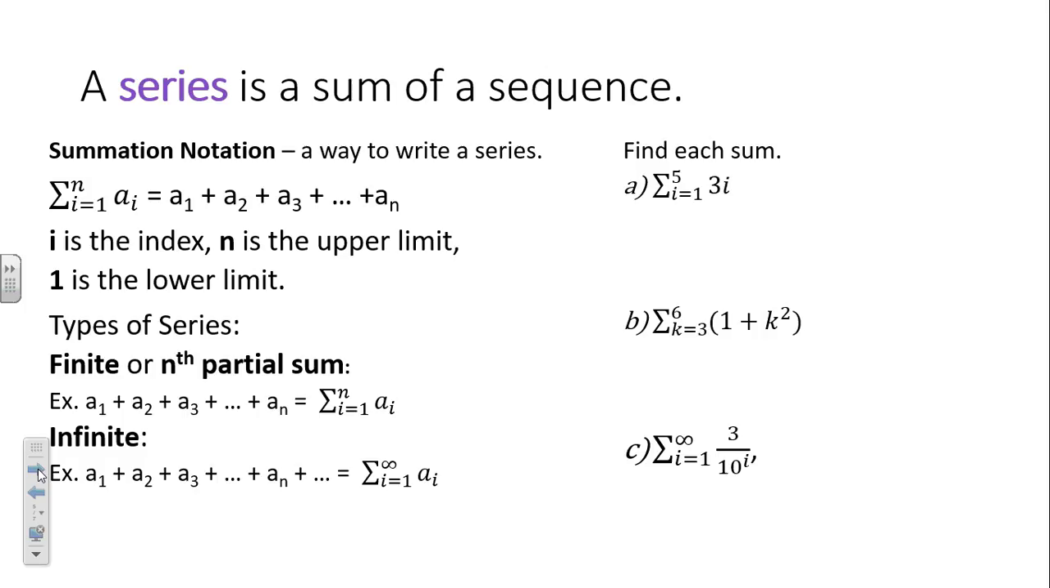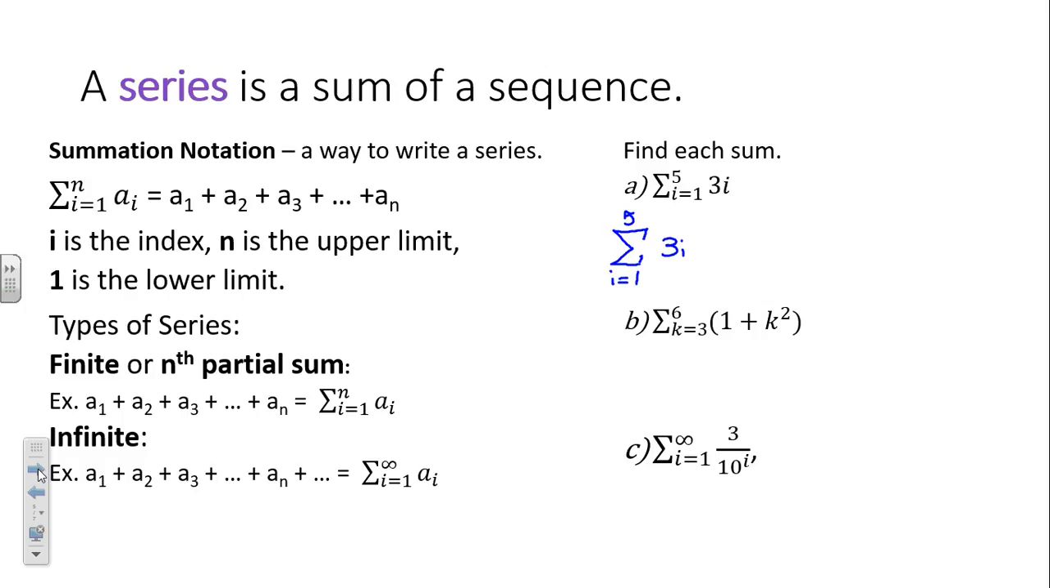Okay, so let's find the sum. Now, our book does a better job with their typography than Microsoft Word does. I haven't figured out how to make it look right. In your book, it's going to look like this: sigma, i equals 1 to 5, of 3i. Our typography in Word does not want us to put them above and below the sigma.